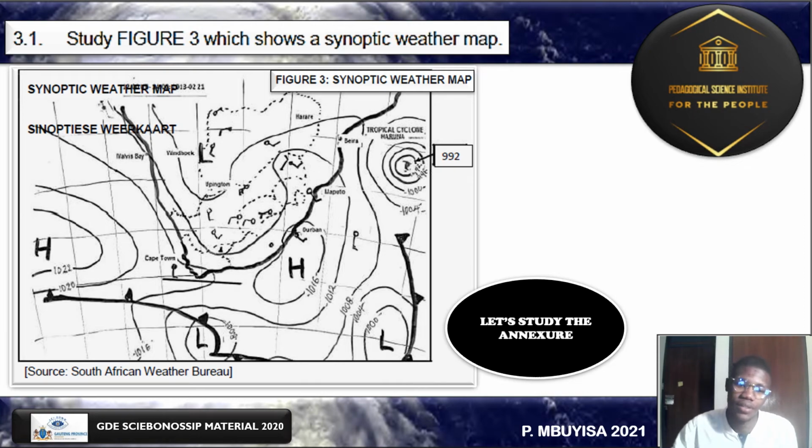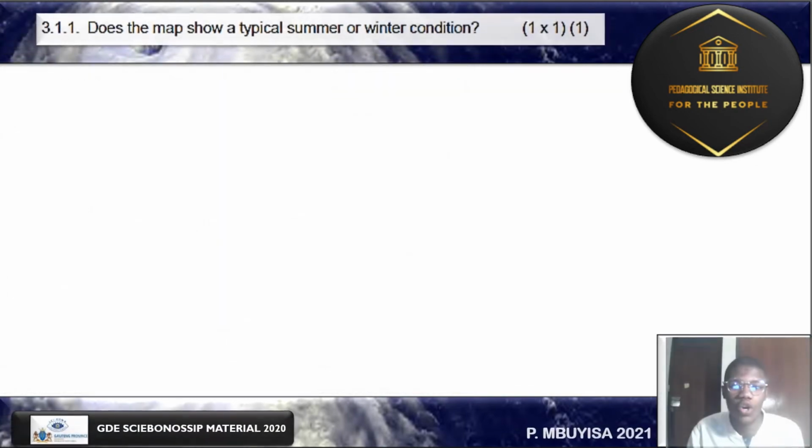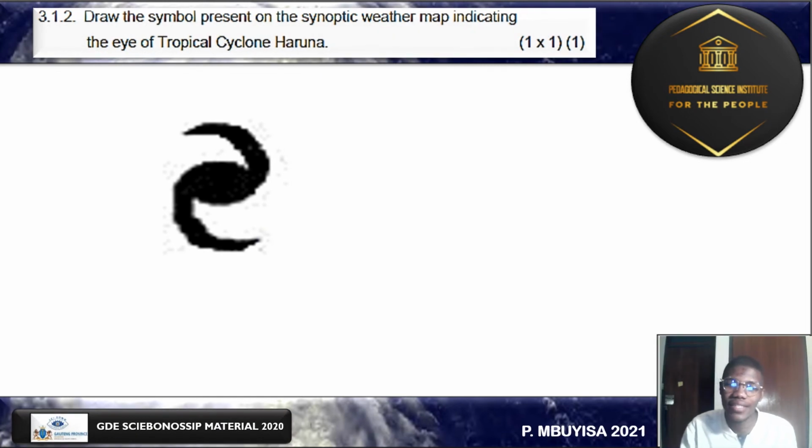First question. They are asking you, does the map show a typical summer or winter condition? So this is showing us a summer condition. And why do we say so? It is because we have the tropical cyclone. It affects us in late summer, early autumn, sorry.